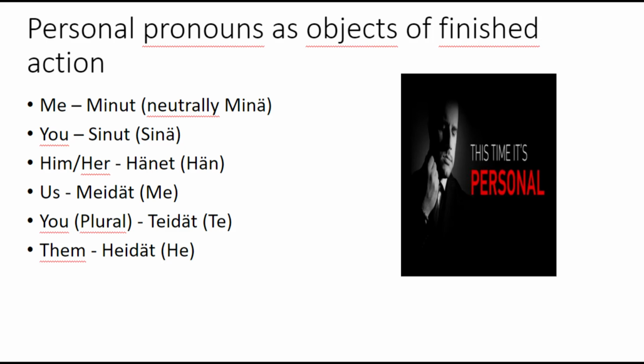Us becomes meidät when normally it is me. And you, the plural of it, becomes teidät when normally it is te. And them becomes heidät when normally it is he. So personal pronouns are the exception. They end with a T, but most other words end with an N. So that is that.